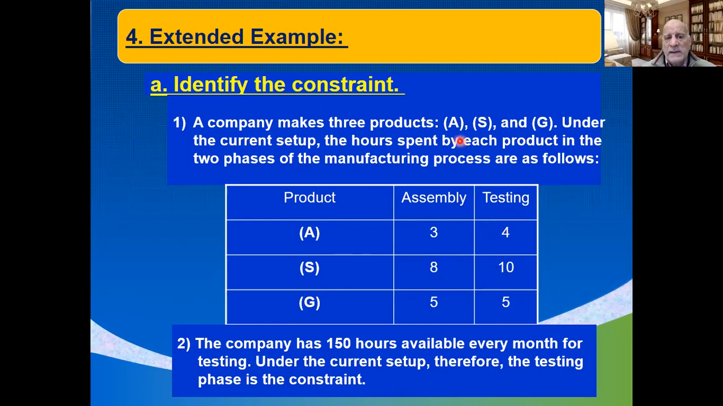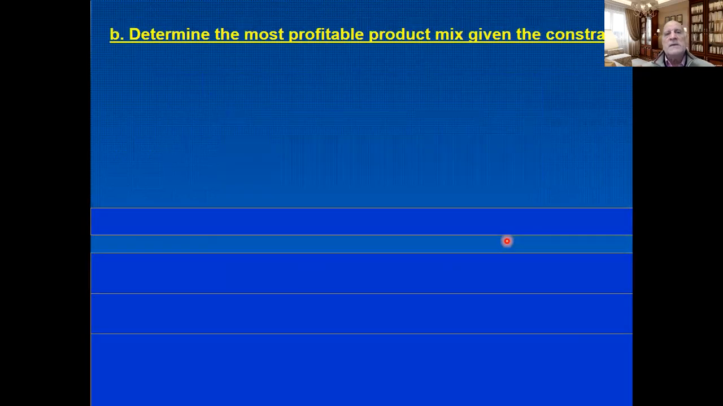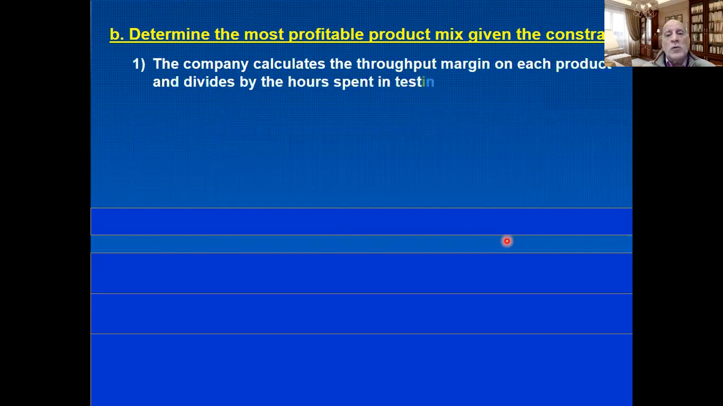So after we identified the constraint to be the testing phase, the second step will be to determine the most profitable product mix given that constraint. The company calculates the throughput margin on each product and divides by the hours spent in testing.